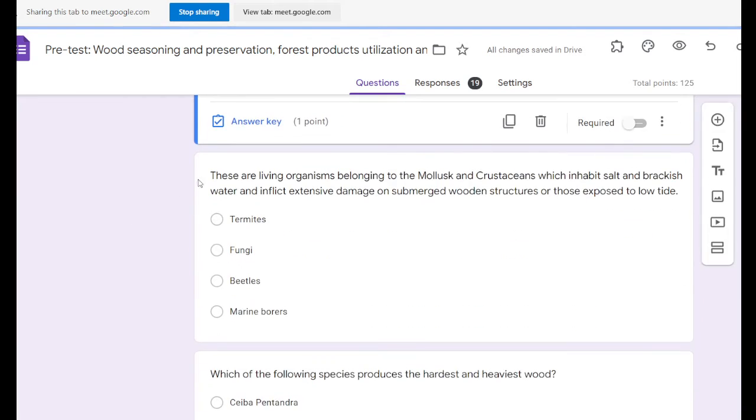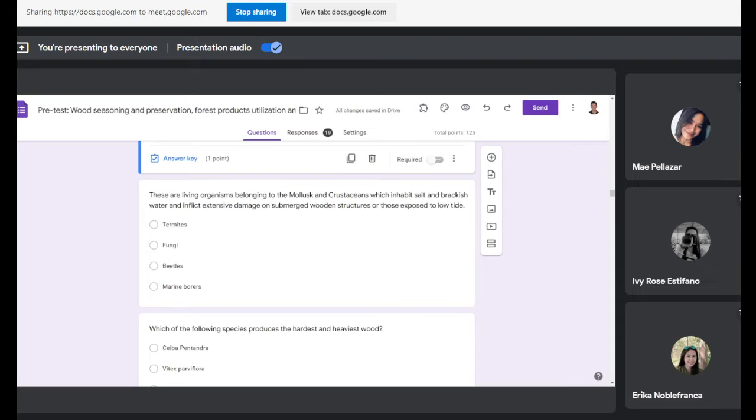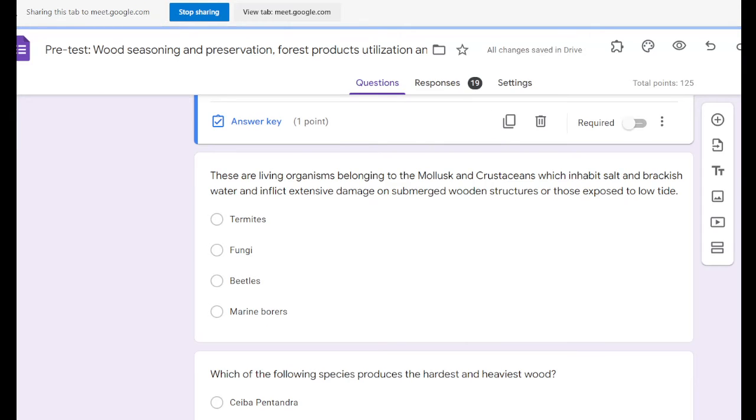Tannin. Next, these are living organisms belonging to mollusks and crustaceans which inhabit salt and brackish water and inflict extensive damage on submerged wooden structures or those exposed to low tide. So, what is the answer? Erika. Marine borers. Yeah, that's correct. Marine borers.